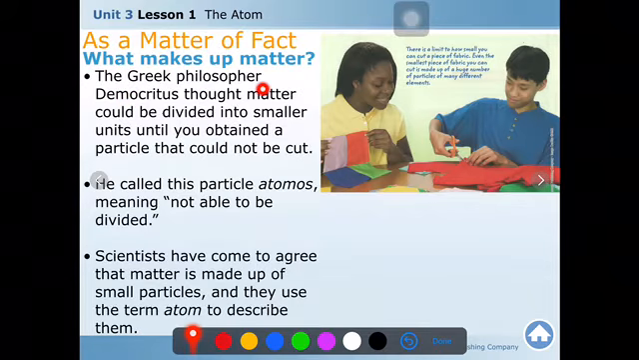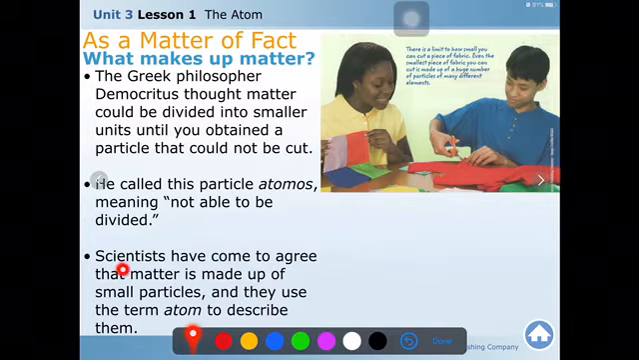The Greek philosopher Democritus thought matter could be divided into smaller units until you obtained a particle that could not be cut. Actually, you see here, we can cut one matter many times, for example, 100 times, maybe a million times, maybe we are able to cut it, but there is a limit. After one limit, we are not able to cut it. Okay? He called that particle, which is not able to be divided, atom. It comes from the Greek word atomos.